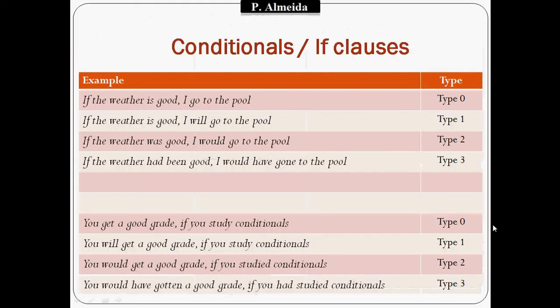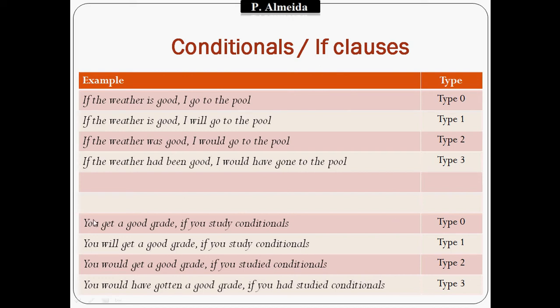Okay, so type 0. You get a good grade if you study conditionals. I also made it on purpose to now start with the result and then do the condition, so you know that you can do it either way. You can start with the condition and then do the result, or you can do the result first and then do the condition. It's fine whichever way you decide. Just make sure that depending on the type of conditional, you have the right form of the verbs, okay? Apart from that, nothing to worry about, all right?